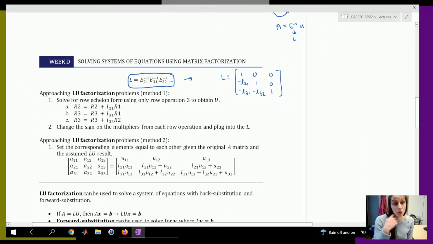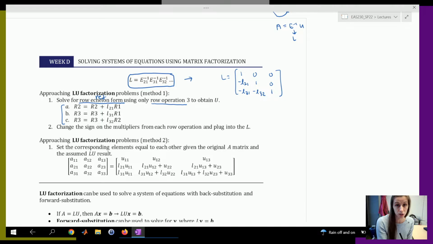Okay, so if we want to approach LU factorization problems, we are going to do it this way. First, we're going to solve for row echelon form. We're going to get to REF using only row operation 3. For a 3 by 3, it's these exact 3 row operations every single time. We're going to replace row 2 by adding row 2 to some multiple of row 1. We're going to replace row 3 by adding it to some multiple of row 1. And we're going to replace row 3 again by adding it to some multiple of row 2. If you had a 4 by 4, you would have 6 row operations, but you'd still do the same thing.